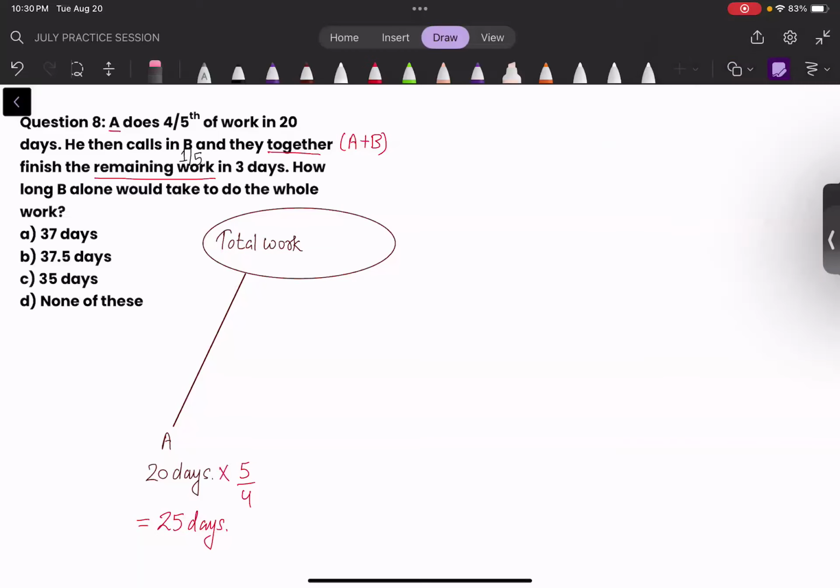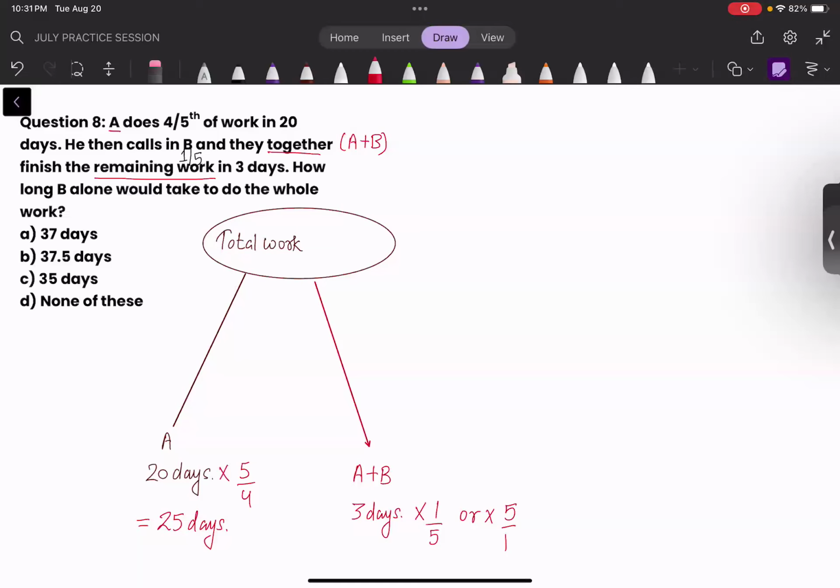Now let's take the next situation. A plus B, 3 days. Okay, answer please. Is it right? A plus B, 3 days. Is it right? No. This 3 days is not the value for total work. So it is not right. Okay. This 3 days is the value for 1/5. So what is right? Multiply by 1 by 5 or multiply with 5 by 1. What is right?